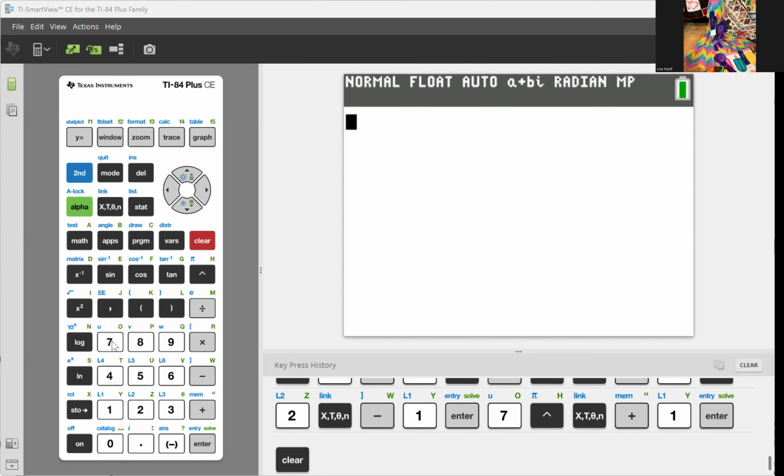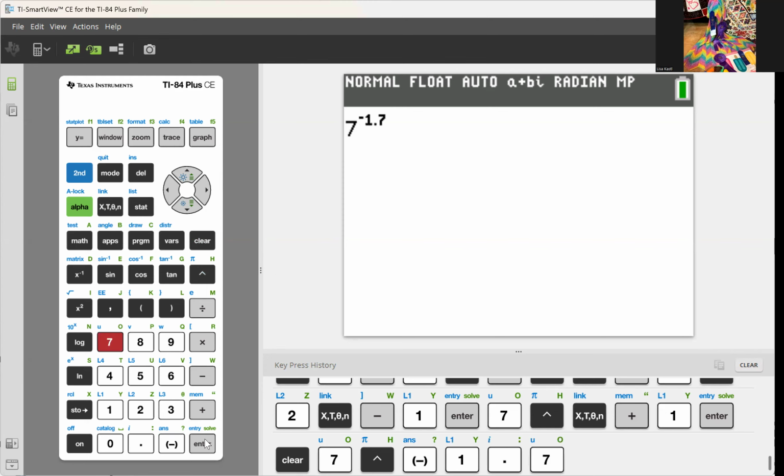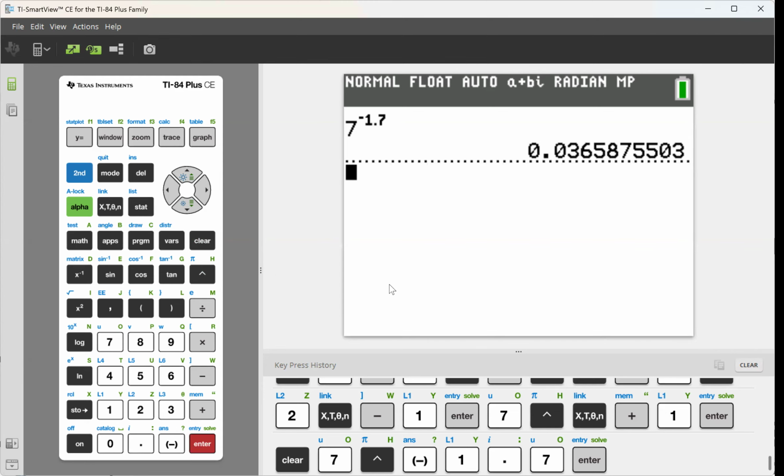So 7, I'm going to use my caret to raise that to a power, and it's the negative 1.7 power. So I get 0.0365875, etc. And they tell me to round this to 3 decimal places. So I'm going to round this 6. Since the number to the right is 5, I'm going to round that 6 up to 7. So it's going to be 0.037.